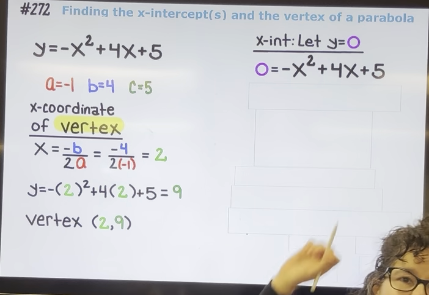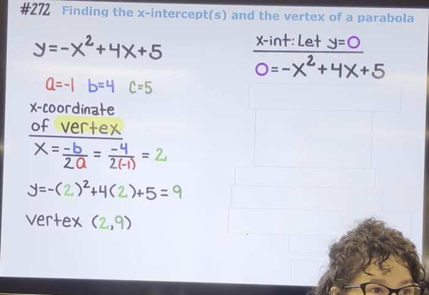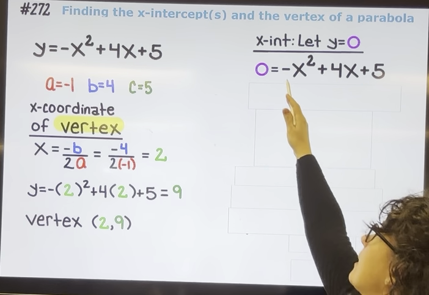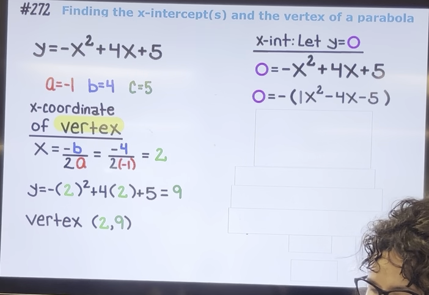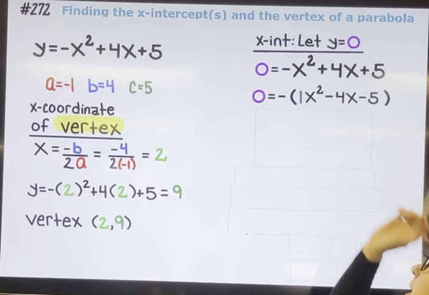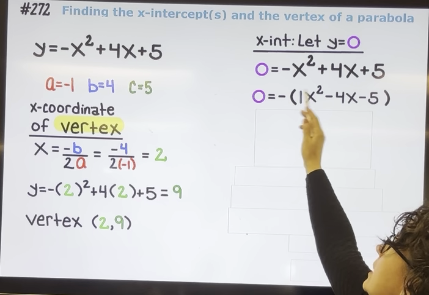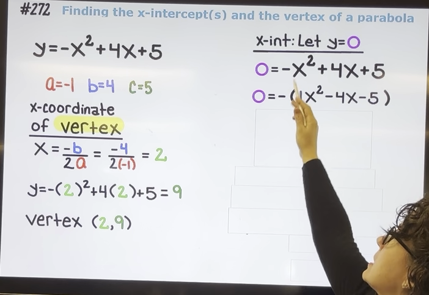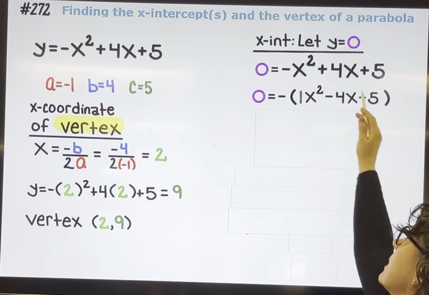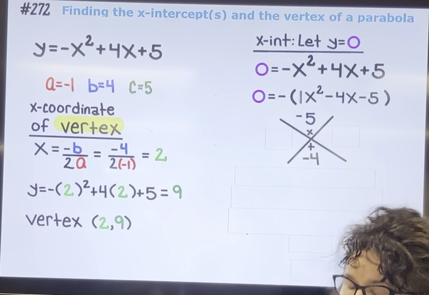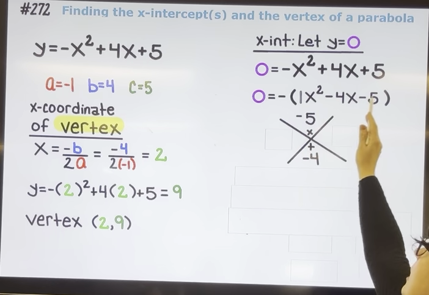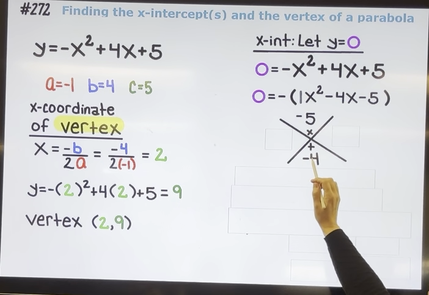If I'm going to factor, I really want that leading coefficient to be positive. So I'm going to take a -1 out of each one of those terms. And I'm left with, you can redistribute to verify: negative times positive is negative, negative times negative is positive, negative times negative is positive.